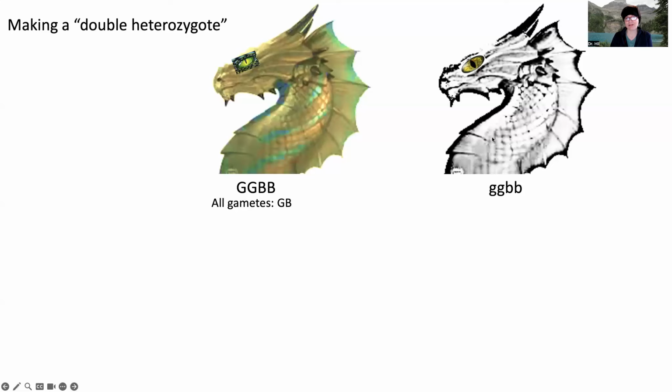And similarly over here in the double homozygous recessive dragon, all the possible gametes, all the eggs and sperm from this dragon are going to be little g for golden eyes and little b for white skin color.